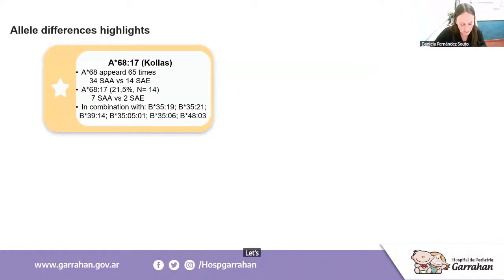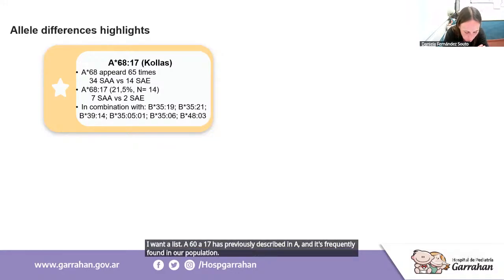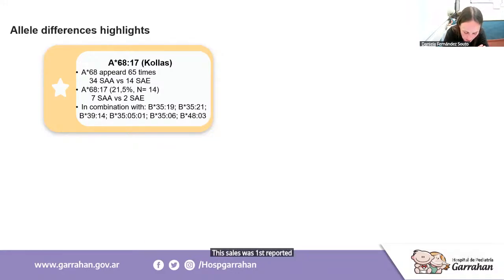Let's look at some standout alleles in class 1. Among the common alleles, A*68:17 has been previously described and is frequently found in our population. This allele was first reported in the Colla Amerindians of northwest Argentina. At low resolution, A68 was present 65 times in total. Within this allele family, A*68:17 was seen in 21.5% of cases. That's 14 times.